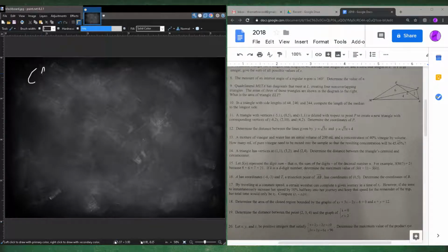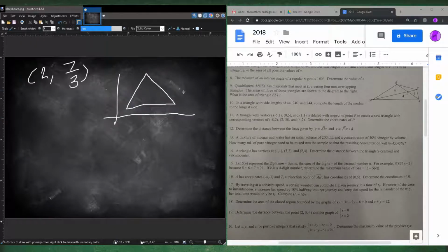Okay, so we're going to put this point up here so we don't forget. And now we're going to find the point for the circumcenter. Okay, so we have something like this. Somewhat like this. And then we're going to have to find, let's just choose 2 points. Let's choose 1, 1 and 3, 2.